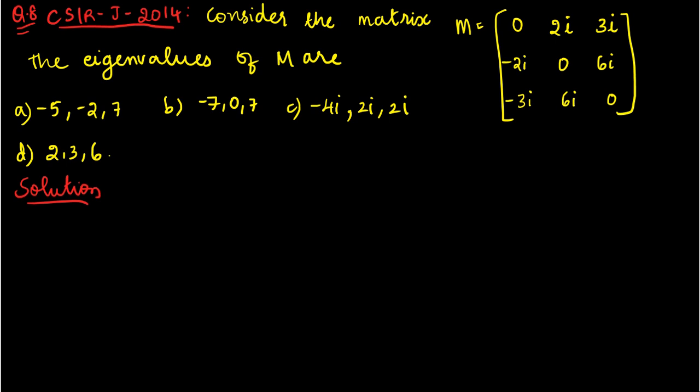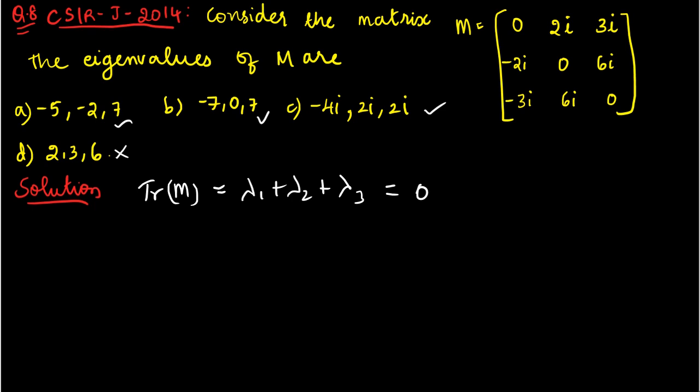Here the matrix is given and we have to find the eigenvalue. We are not going to use the Cayley-Hamilton theorem because it is going to take a longer time for you to solve. So here we are going to use the properties. The trace of the matrix is equal to lambda 1 plus lambda 2 plus lambda 3. The trace of the matrix will be 0 plus 0 plus 0, which is 0. Now we have to see which option satisfies. So 2, 3, 6 does not satisfy, so this is not the eigenvalue. This satisfies, and this also satisfies.